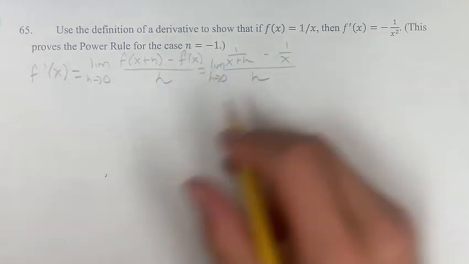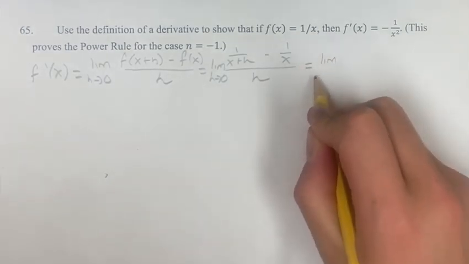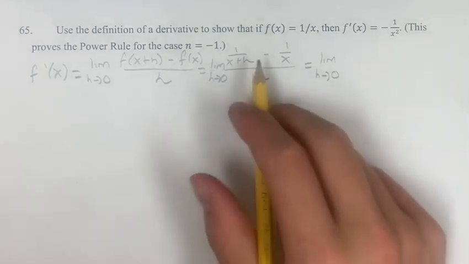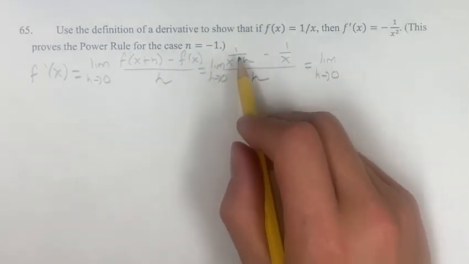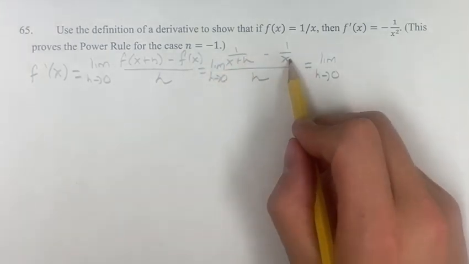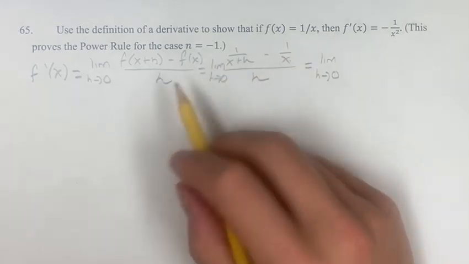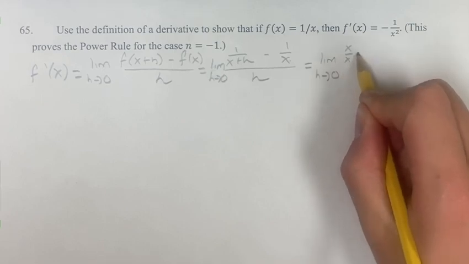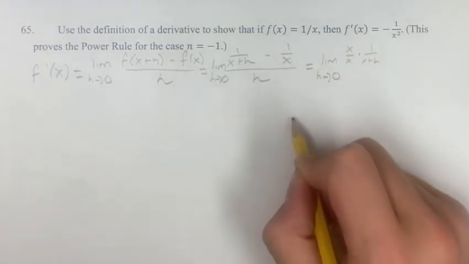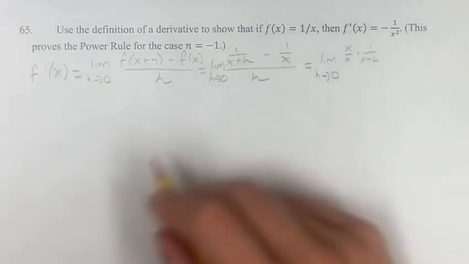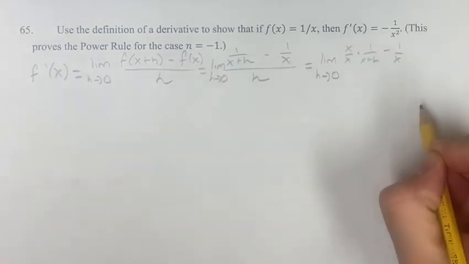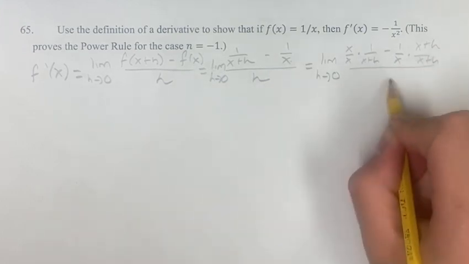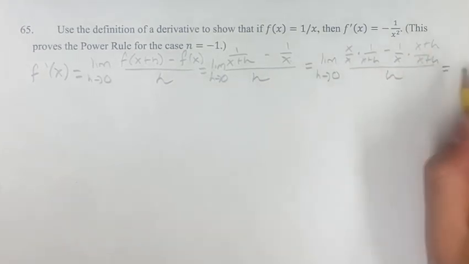Now this is something we can simplify. So we have the limit as h goes to 0. We want to deal with the top first. We want to get a common denominator. So we multiply this by the denominator of this, and this by the denominator of that. Eventually they will have the same denominator. So x over x times 1 over x plus h. Again, this is equal to 1, so you're not actually changing the value, so that's why you can do that to get a common denominator. Times x plus h over x plus h over h. Again, doing the same thing here.